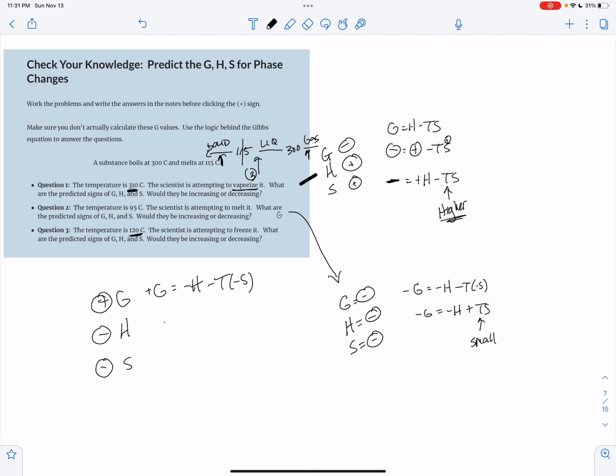So I'm going to combine it. So I have a positive G equals minus H plus TS. And so right here, what you can see is this is going to be super temperature dependent. As long as T is just barely high enough, and you can see that's the case because it's 120, so we are just barely past freezing, as long as that T is just high enough, then our G value is going to tell us that it's not spontaneous.